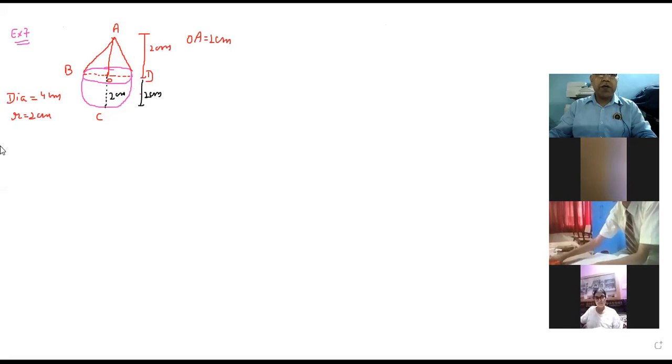Determine the volume of the toy. The first part is volume of toy. So there are two things. One is volume of hemisphere.